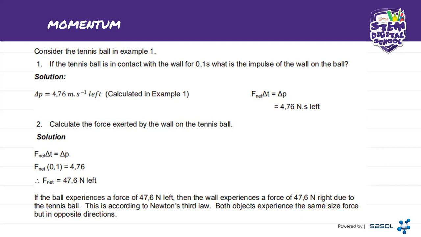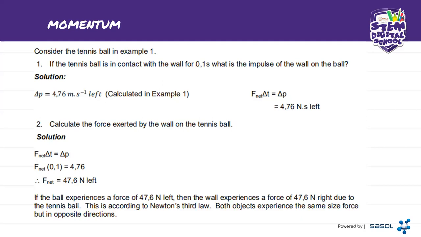So the solution in this case, we are looking for the force. We've got our change in time, which is 0.1 seconds, and we've got our change in momentum, and that's going to be 4.76. So the F net is equal to 47.6 newtons to the left. Okay. Why is it left? Because the answer is positive, and we've chosen left as positive.